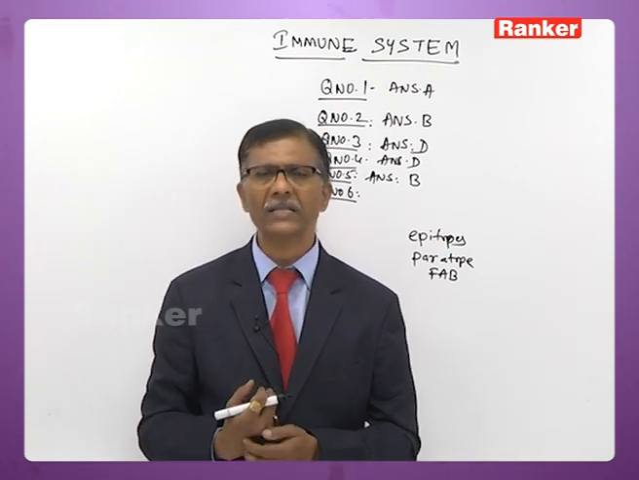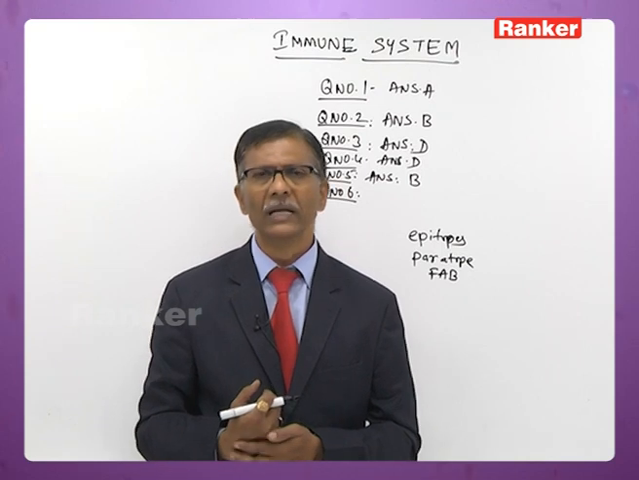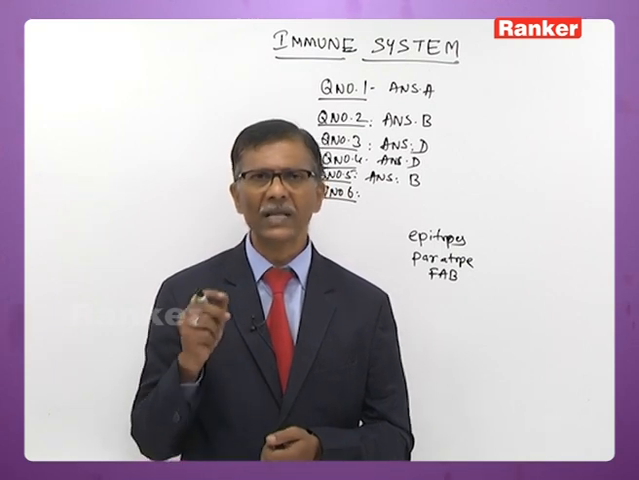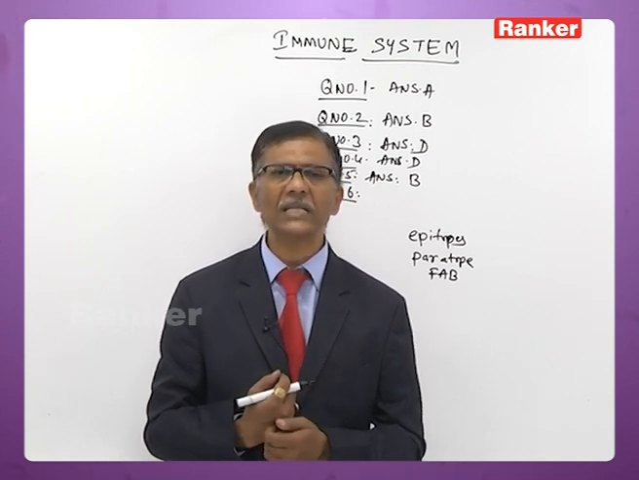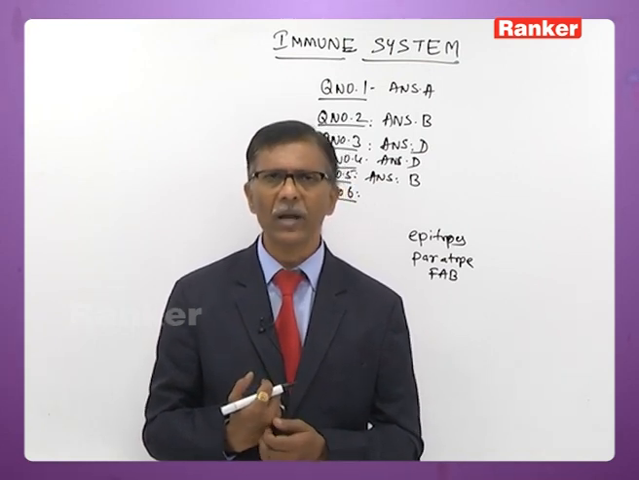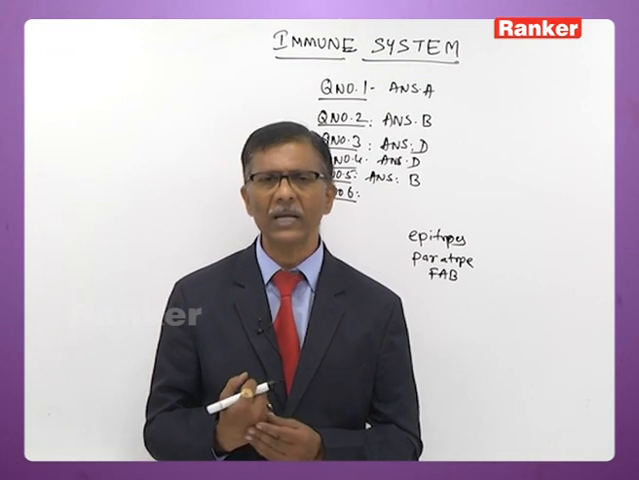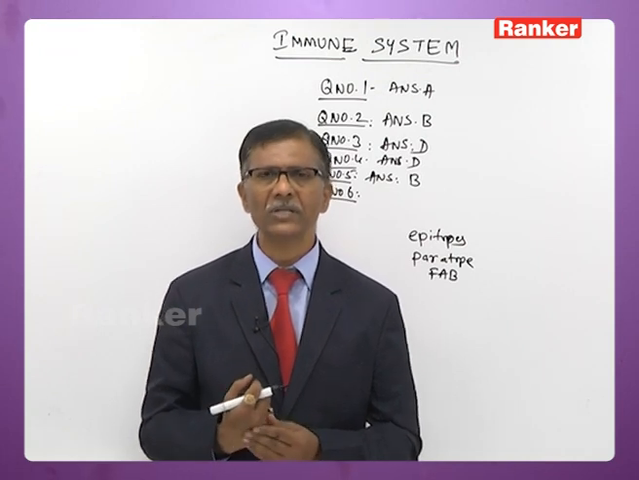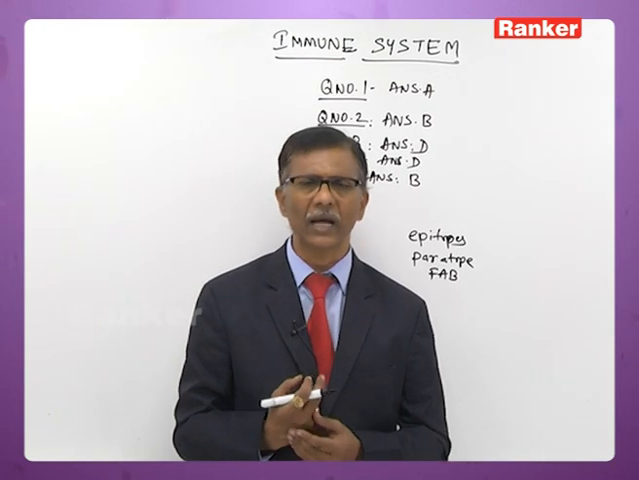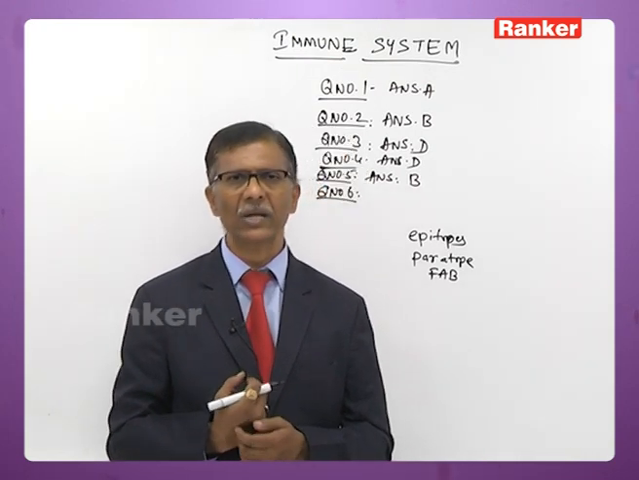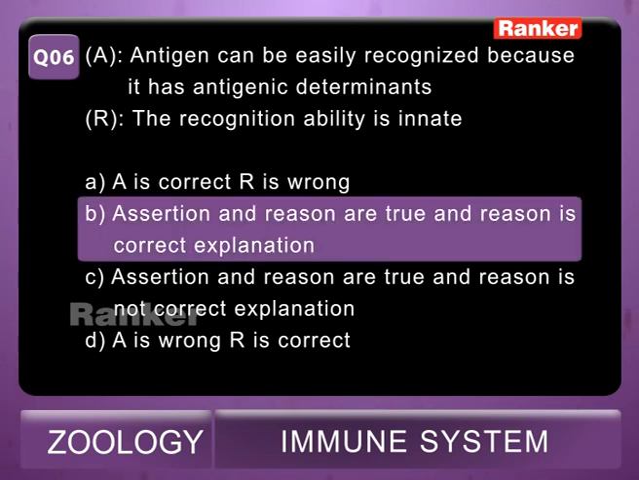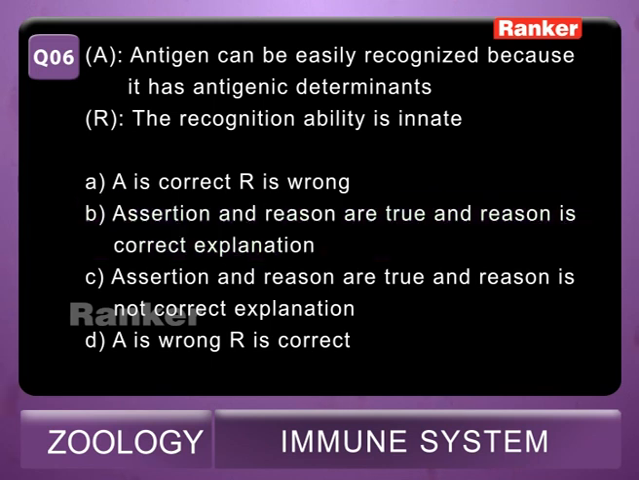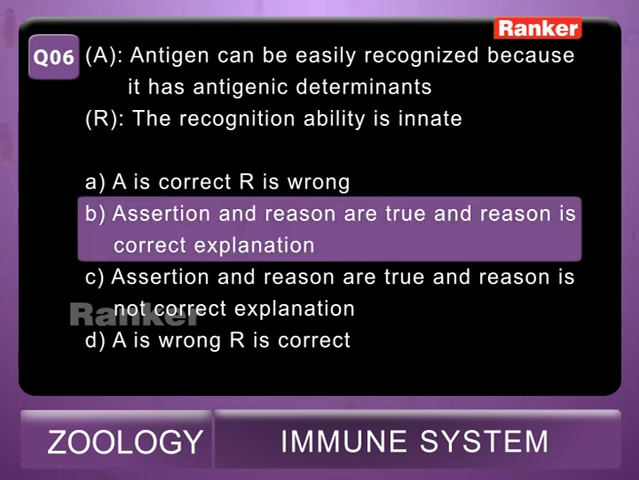So, the moment the antigen enters human body, its antibody site present on the antigen, which is called epitope or antigen determinant, is recognized by an antibody or sometimes by other phagocytic cells. So, here the sixth question, both assertion and reason are correct, and reason is the correct explanation of assertion. So, the answer for the sixth question is B, that is both assertion and reason are true and reason is the correct explanation of assertion.